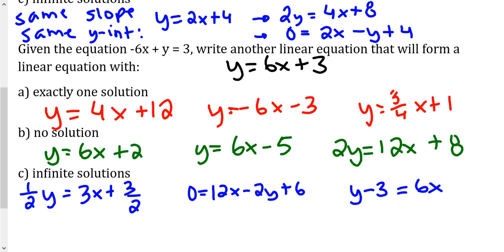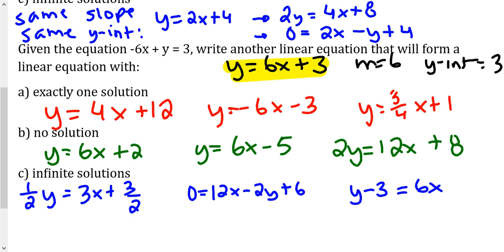All right, so I have a few solutions here. The key point is making sure you identify from your original equation, right, the first equation in the system, that you have a slope of 6 and that you have a y-intercept of 3. Right, and then as long as you're following the rules, as long as for one solution in every single case your slope is different, right? We have a slope of 4, we have a slope of -6, we have a slope of 3/4. All of these are possibilities, right? Yours could look different than this. As long as your slope is different, you're set.